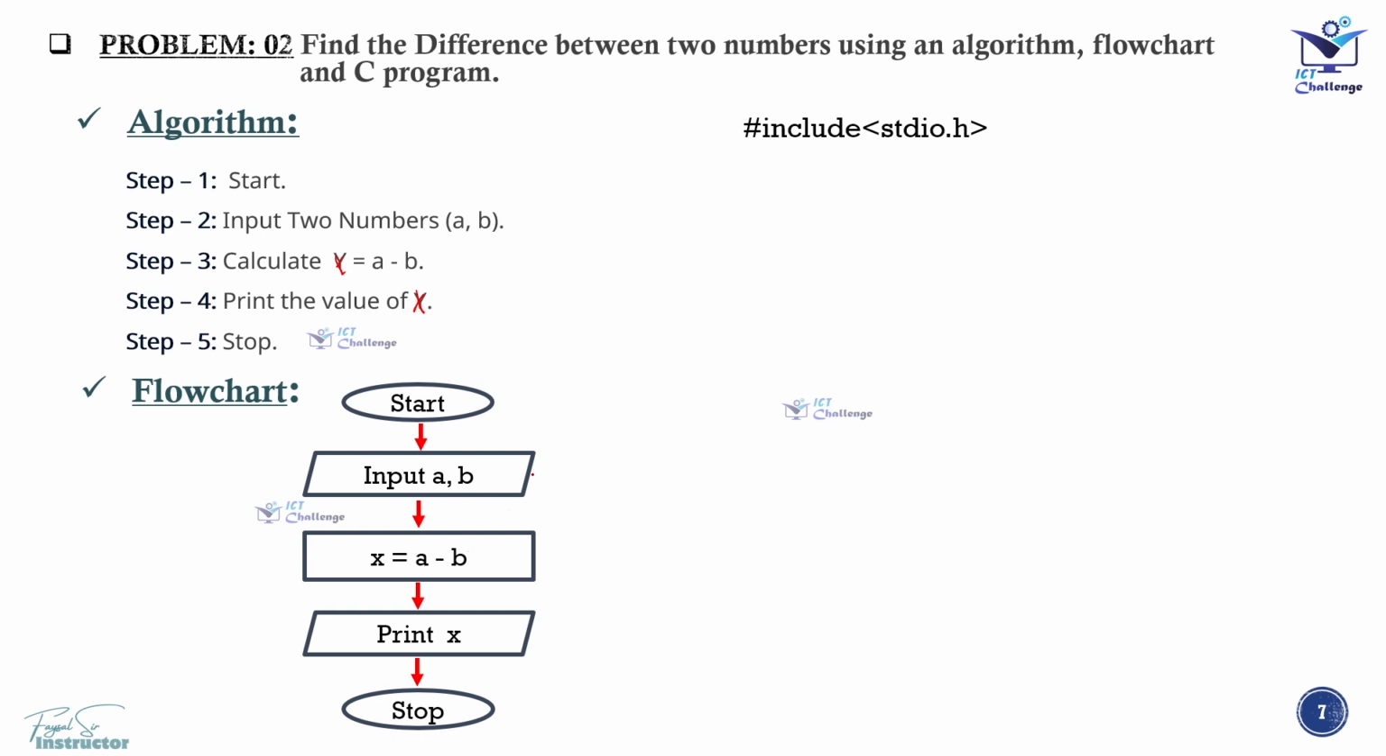So here the program is: #include <stdio.h>, void main, then int a, b, x. Here we write it in another way. In our previous program we wrote int a, then int b, and then int c, and here we write int a, b, x. You can write it this way also, it doesn't matter. I just shortened our program because we are going to the advanced part of C programming, that's why we make a short program.